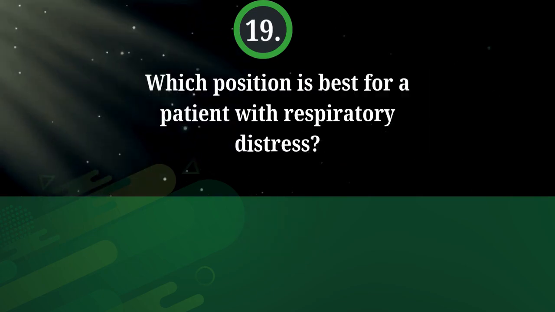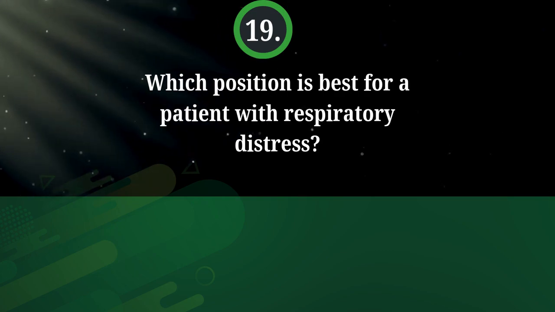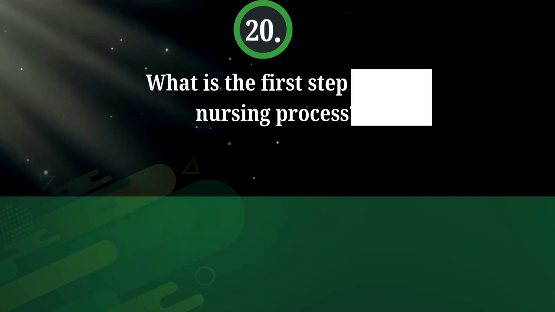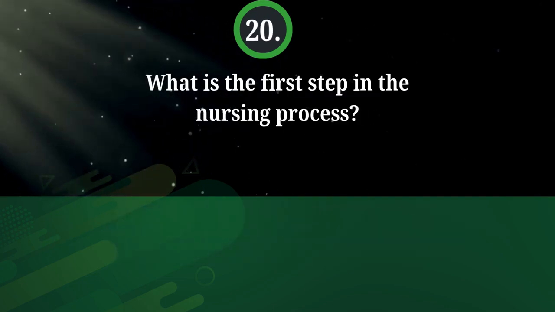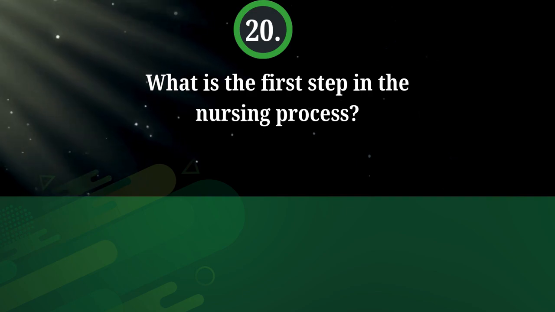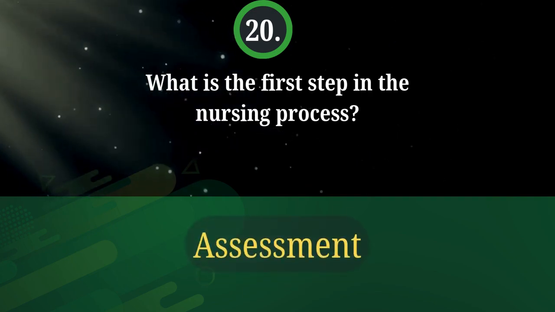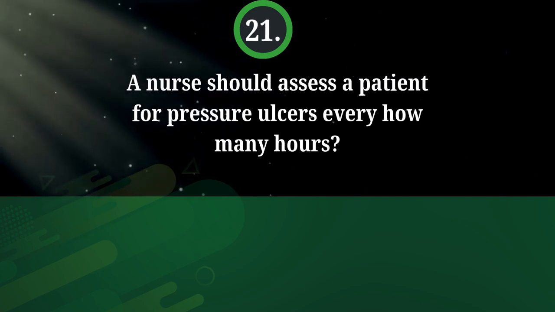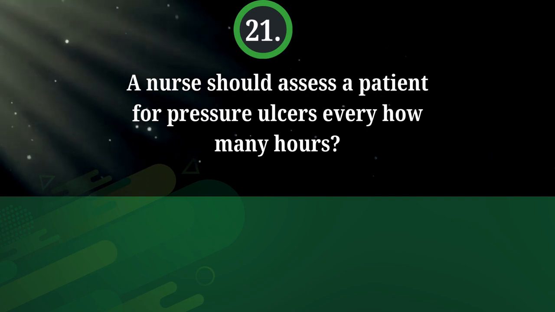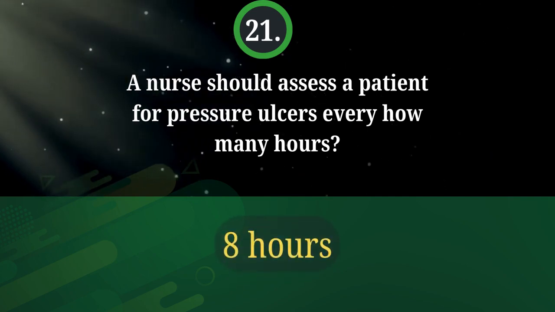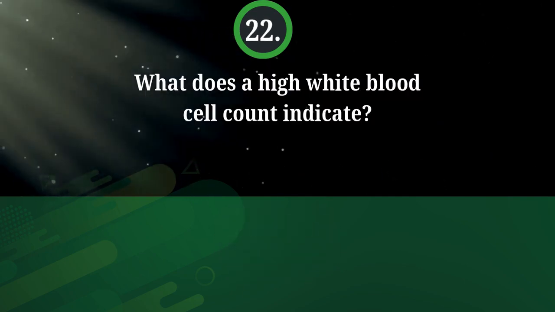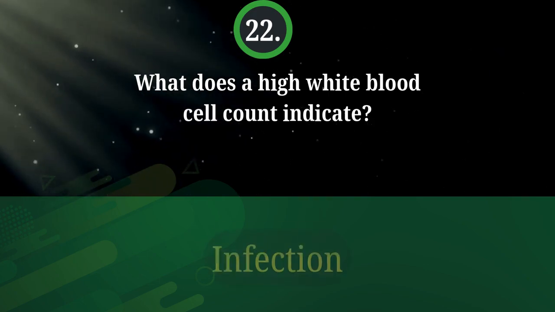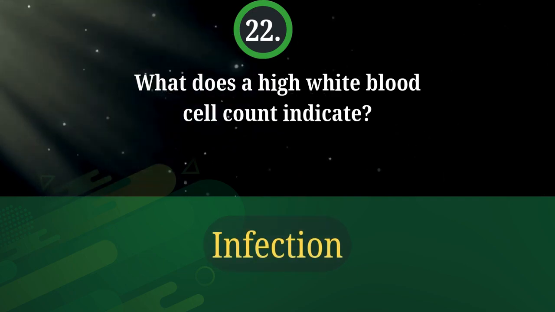19. Which position is best for a patient with respiratory distress? High Fowler's position. 20. What is the first step in the nursing process? Assessment. 21. A nurse should assess a patient for pressure ulcers every how many hours? 8 hours. 22. What does a high white blood cell count indicate? Infection.